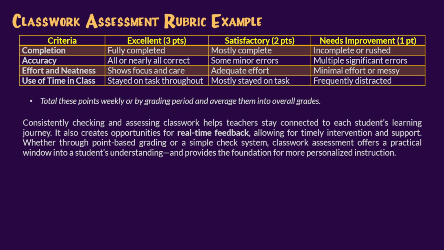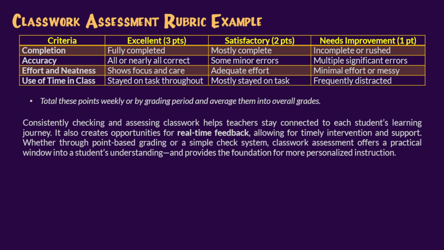Here is a classwork assessment rubric example. Here the 4 criteria are completion, accuracy, effort and neatness, and use of time in class. If the student has done all the classwork, then the teacher can give maximum 3 points for accuracy. If there are some minor errors, then the teacher can give maximum 2 points for accuracy, and if there are multiple significant errors, the teacher can give maximum 1 point for accuracy.